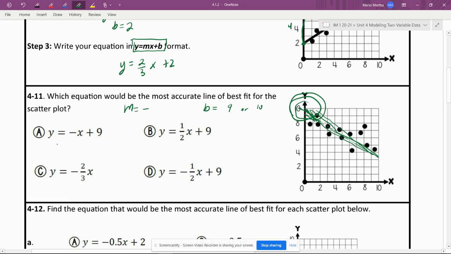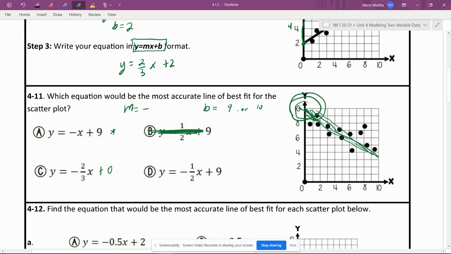So let's see the options they gave us. We have y equals negative x plus 9. That could be a possible option, so I'm going to put a little star next to it. And then the next one, B, we said was not going to work because the slope is positive, not negative. And then C, we have y equals negative 2/3 times x, and in this case the y-intercept is 0, so plus 0.